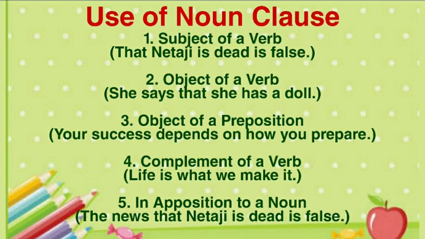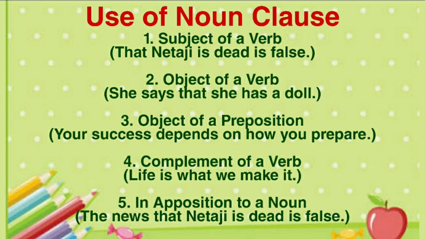That Netaji is dead is false. You see, that Netaji is dead acts as the subject of the verb is. That's why it is subject to a verb. Go to the second example.